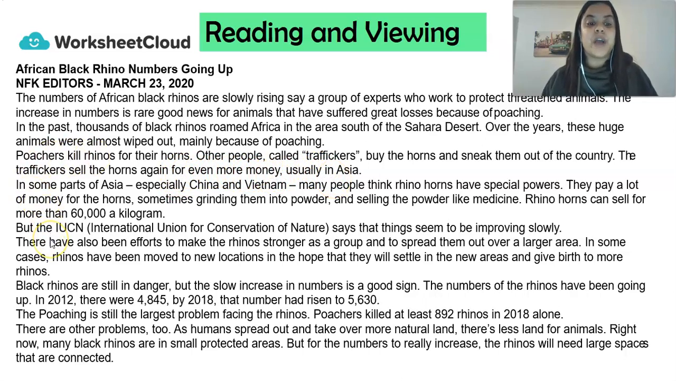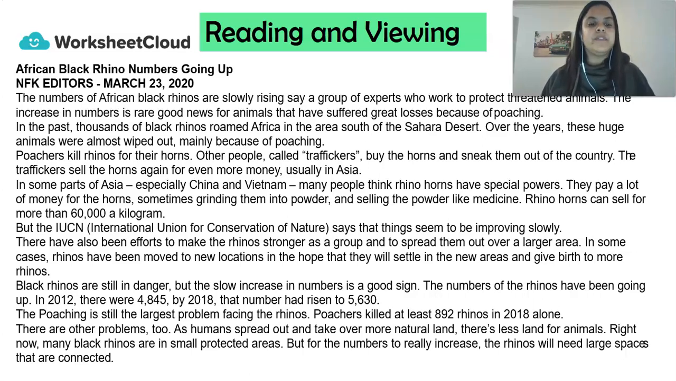In some parts of Asia, especially China and Vietnam, many people think rhinos have special powers. They pay a lot of money for the horns, sometimes grinding them into powder and selling the powder like medicine. The rhino horns can sell for more than $60,000 a kilogram. The IUCN, International Union for Conservation of Nature, says that things seem to be improving slowly.